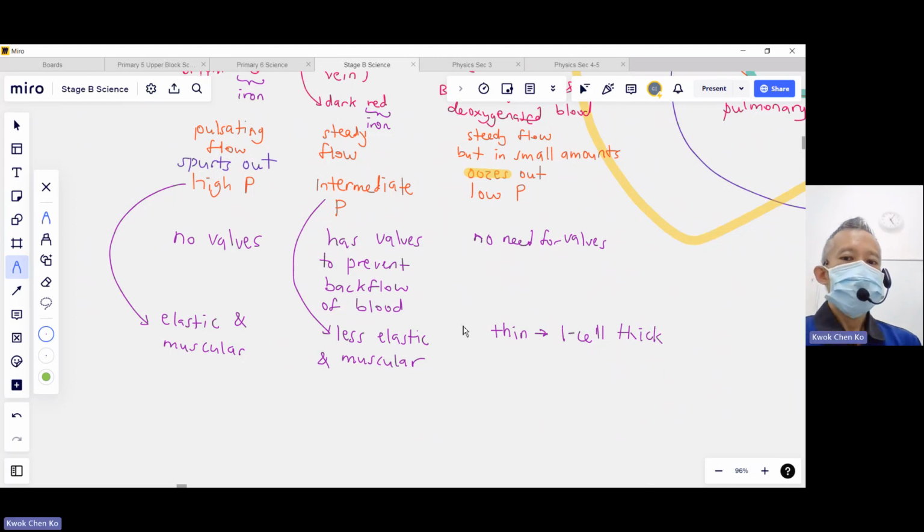Capillary thickness is only one cell. Of course, you need your nutrients to go out of the capillaries and your wastes to go into the capillaries, so you cannot have them thick. They must be thin. But of course, that also is related to the low pressure.